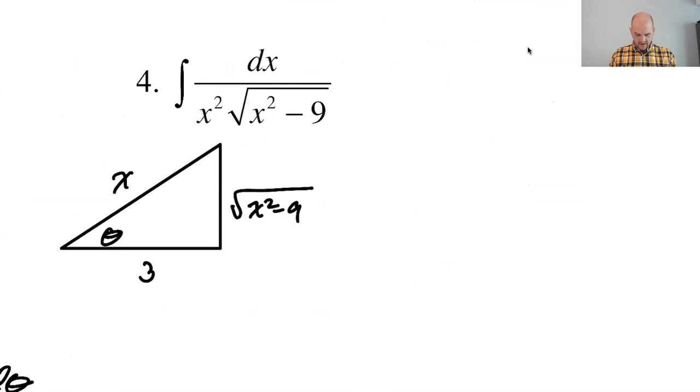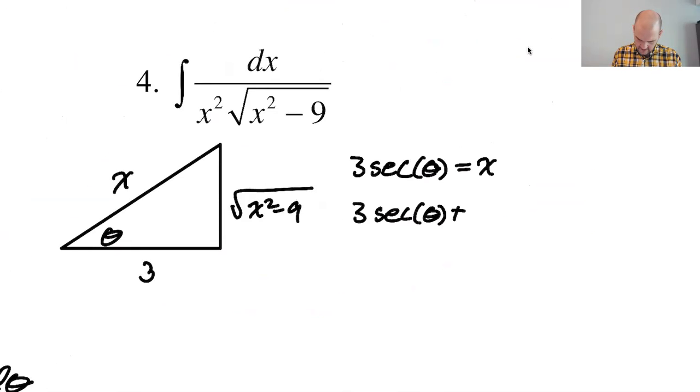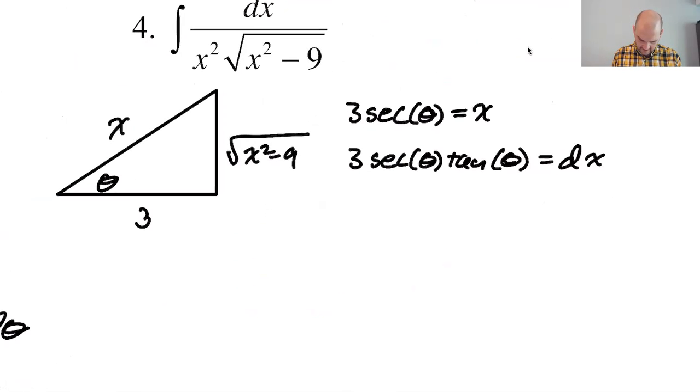All right, so then secant is x over 3, so 3 secant theta is x. 3 secant tan is dx. And then the radical is going to be, so tangent is the radical over 3, so 3 tan.